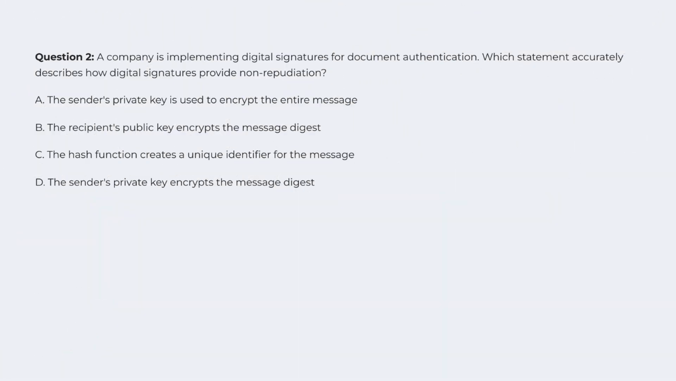Question 2. A company is implementing digital signatures for document authentication. Which statement accurately describes how digital signatures provide non-repudiation? A. The sender's private key is used to encrypt the entire message. B. The recipient's public key encrypts the message digest. C. The hash function creates a unique identifier for the message. D. The sender's private key encrypts the message digest.